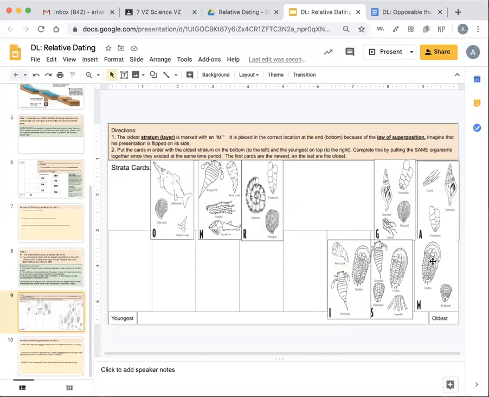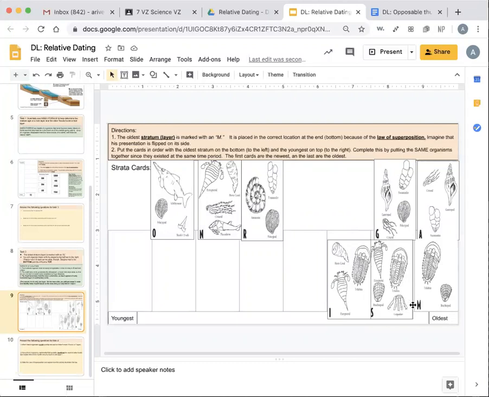Index fossils are only found in one layer. So immediately, actually this one has several. I'm just going to look at the trilobite. A trilobite could not be an index fossil because we have it in 3 layers. That means if you found a trilobite, you wouldn't know which layer it actually existed in. And so it has a relatively large span of time that you couldn't narrow it down.